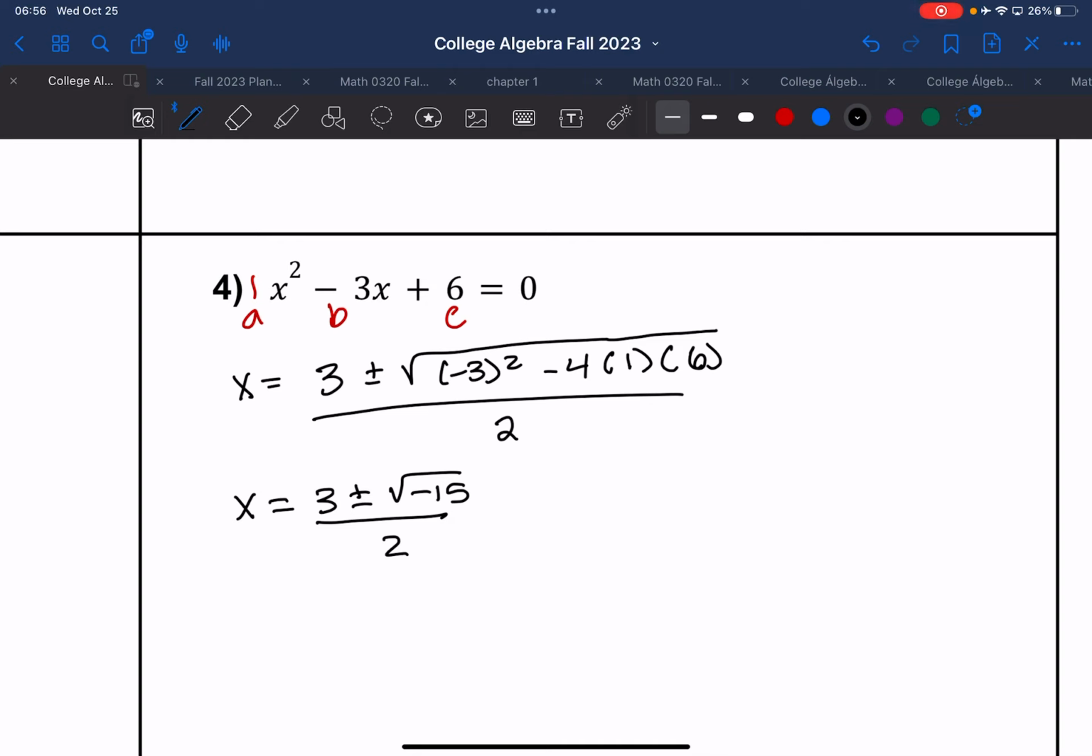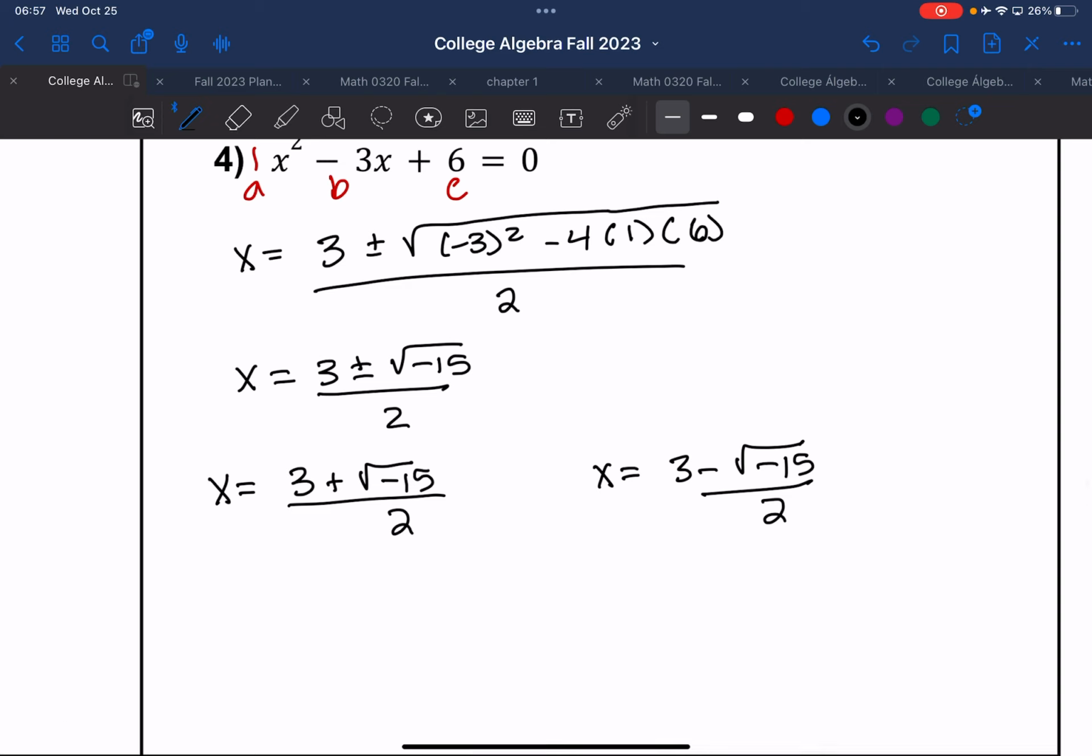imaginary. So when you type this into your calculator, do not include the negative. Just make sure your answer includes an i. So we would have two possible answers. x is equal to 3 plus the square root of negative 15 over 2. And x is equal to 3 minus the square root of negative 15 over 2.